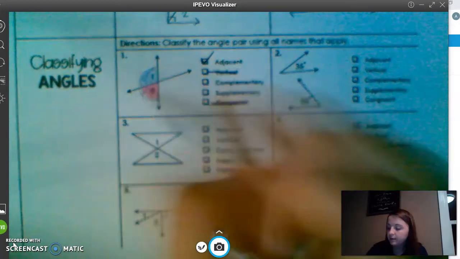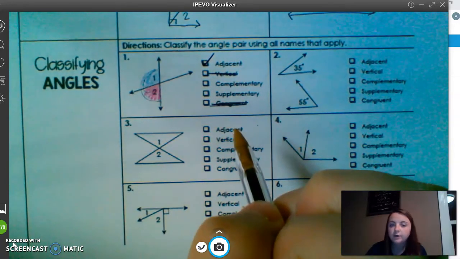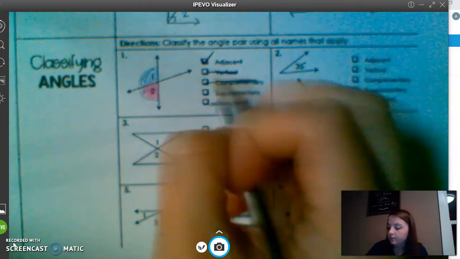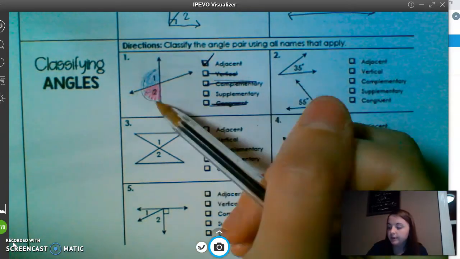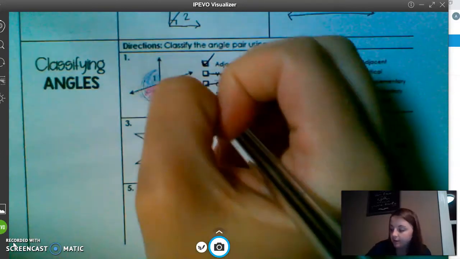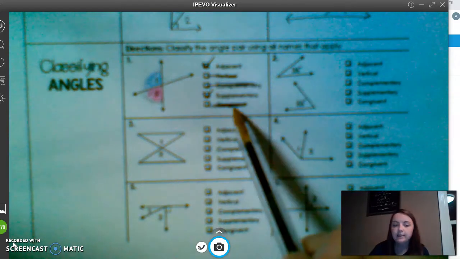When I put them together, complementary, do they equal a 90-degree angle? Nope. So they're not complementary. When I put them together, do they make a straight line? Yes, so they're supplementary. So those two angles were both adjacent and supplementary.